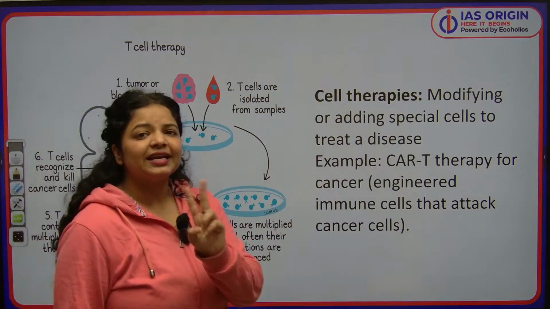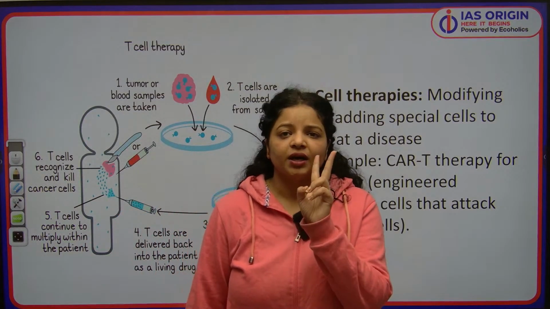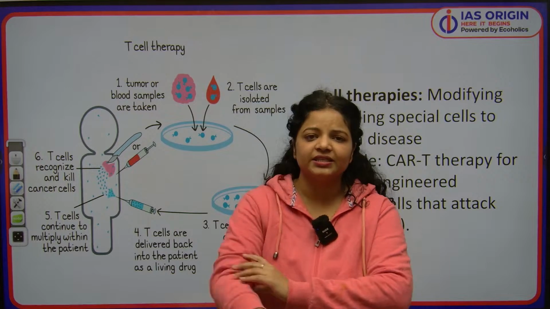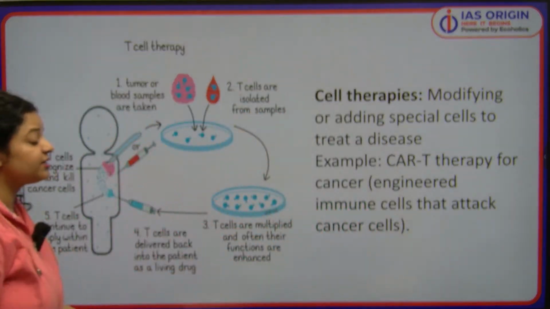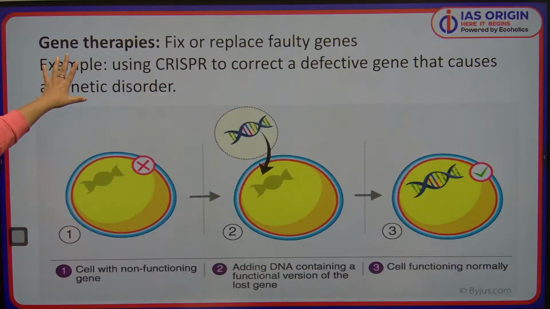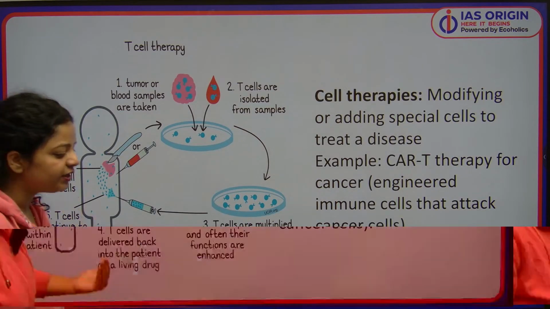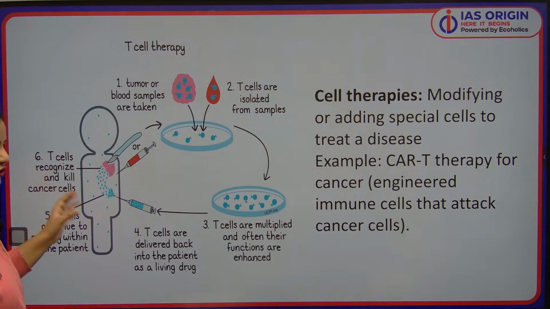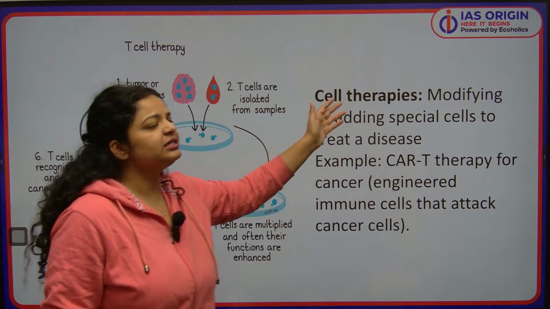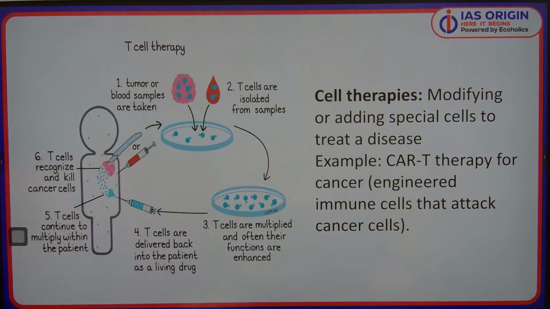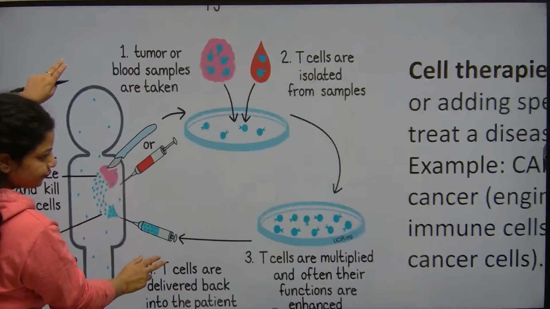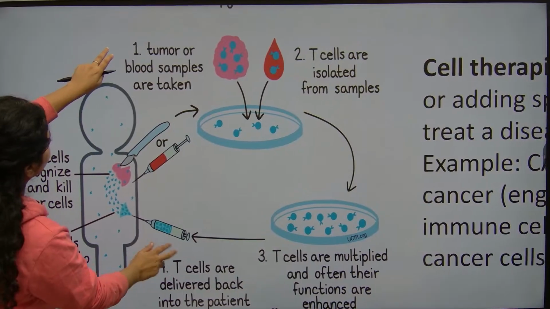Now the second kind of precision biotherapeutics which you will see is cell therapies. So first of all are gene therapies, in which you replace or fix the faulty genes present in the body, and then cell therapy. Now under cell therapy, you have to understand all of this again with the image. Okay?